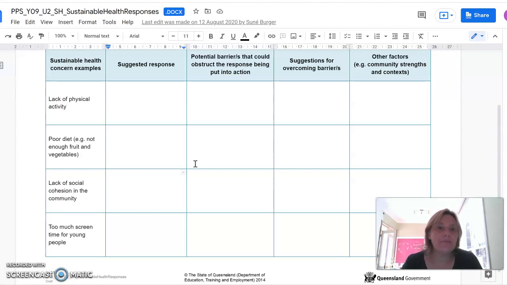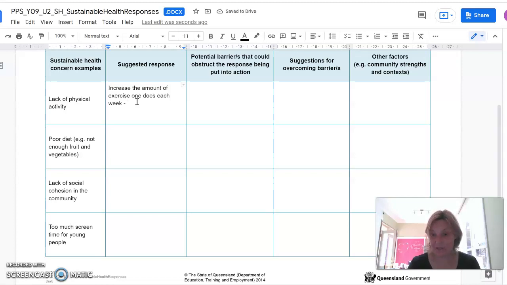So let's have a look at them. Lack of physical activity. You might have found in your results that people only exercise once or twice a week. So one of your responses could be to increase, and you can type it straight into here, increase the amount of exercise one does each week. Now that is a great idea.